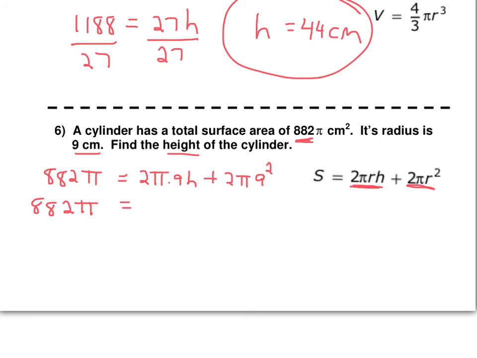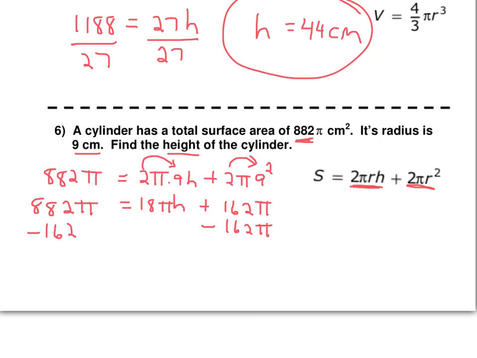First I'm going to simplify here because I can do 2 times 9 and get 18, so 18 pi h goes there. Plus, I can simplify this: 9 squared is 81, and 2 times 81 would be 162, so 162 pi. Now I'm going to work backwards. Remember, I'm solving for h. So I'm going to subtract 162 pi from both sides.